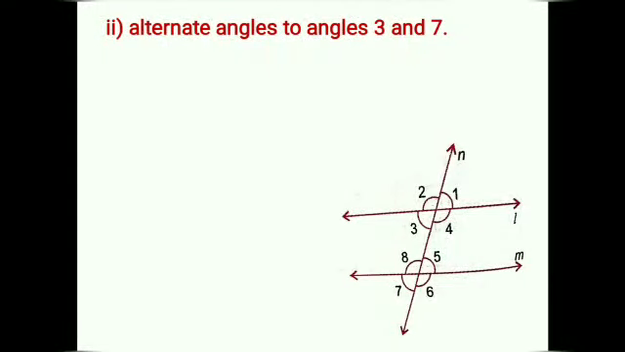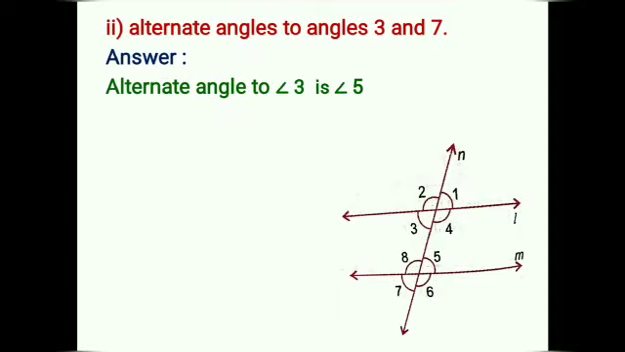Second one is alternate angles to angles 3 and 7. So we have to calculate which one is the alternate angle to 3. So here 3 is one angle. So which one is the alternate here? Alternate means opposite. So angle 5.